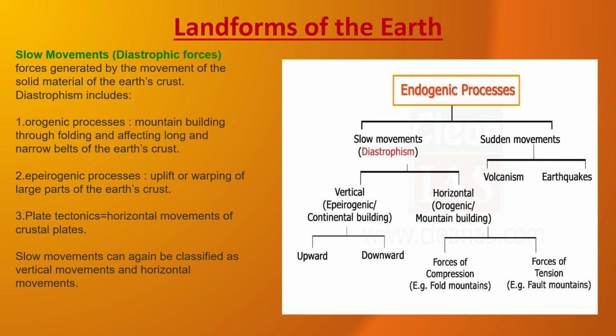Slow movements, that is, forces generated by the movement of the solid material of the Earth's crust. This is known as diastrophic movement or diastrophism. This includes the orogenic process. Orogenic, oro means mountain. Mountain building process through folding, affecting long and narrow beds of the Earth's crust.